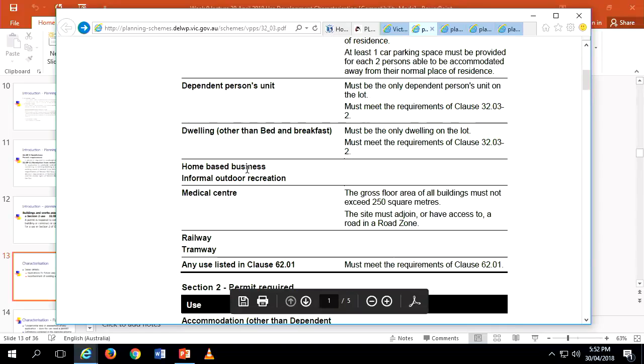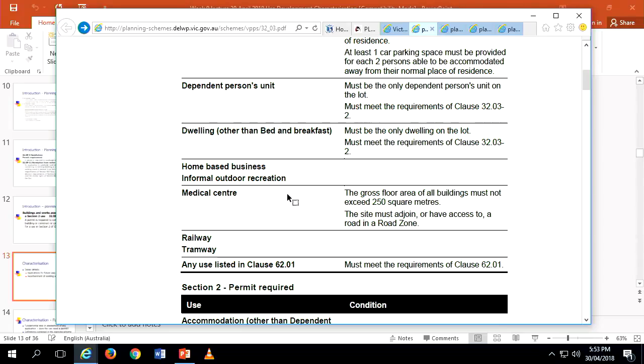You want to run a home business there. You're going to live there and conduct a home business. So these definitions are actually really important, particularly if you get a permit for something, or your client gets a permit, and it's not actually what they want to do.